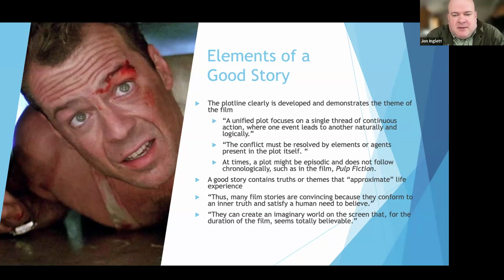At times, a plot might be episodic and does not follow chronologically. An example of that would be Pulp Fiction. Quentin Tarantino in Kill Bill also uses the episodic plot.